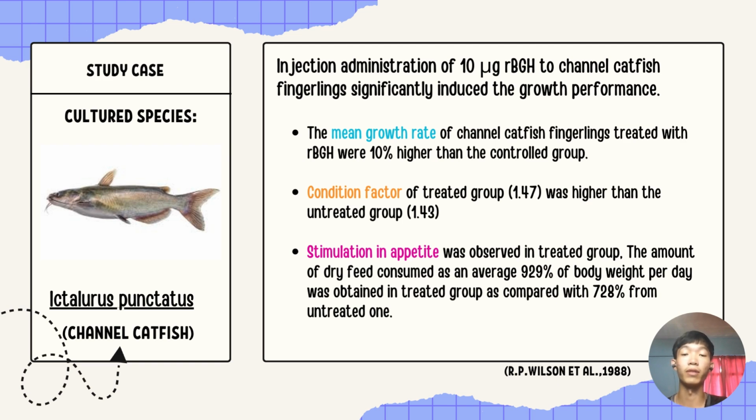The amount of dry feed consumed on average, 929% of body weight per day, was obtained in the treated group as compared with 728% from the untreated one.